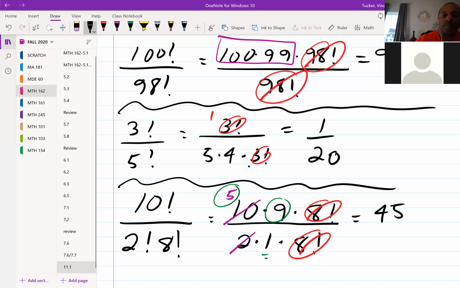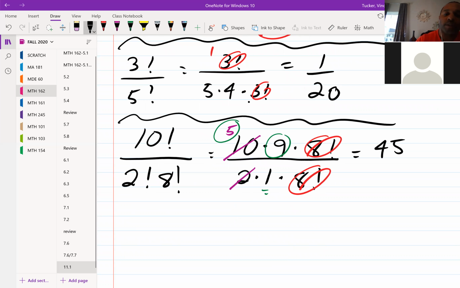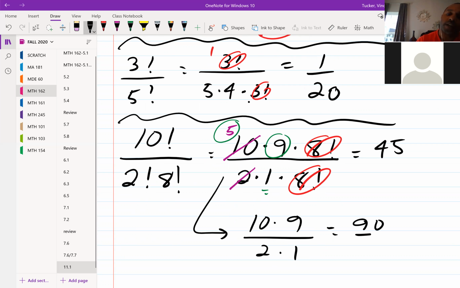Another way of doing it, the way the book did it: they canceled out 8 factorial and left it at 10 times 9 over 2 times 1, which is 90 over 2, which is still 45. So if you want to cancel that 2 out into the 10 or just do it at the end, either way, it will reduce down to 45. But the main part of the evaluation is to cancel out the 8 factorial to make things simpler on yourself.